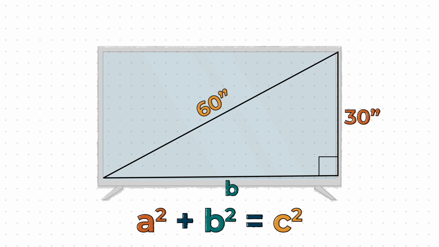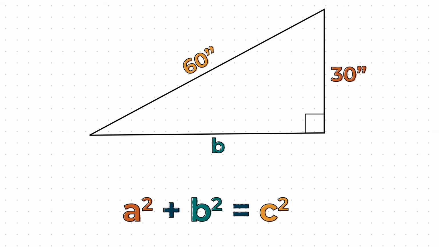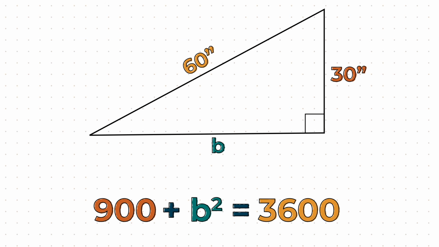A squared plus B squared is equal to C squared. Always use your equation. We know the value of the hypotenuse is 60, and we know the value of one side is 30, one of the shorter sides that is. That leaves us with the equation 30 squared plus B squared is equal to 60 squared. So let's work it out. 30 squared is equal to 900 and 60 squared is equal to 3600.